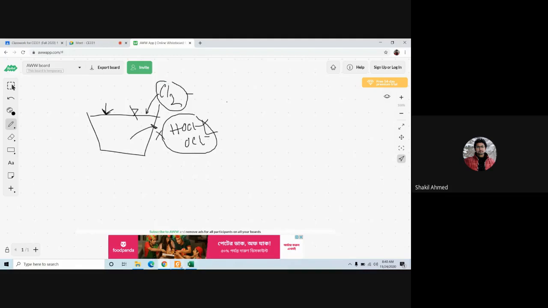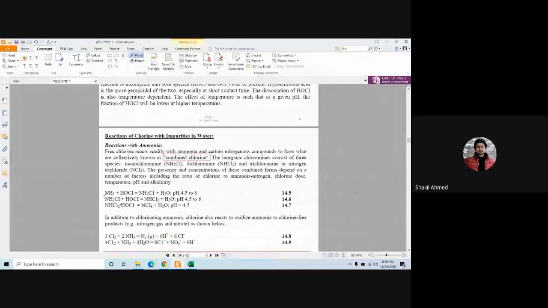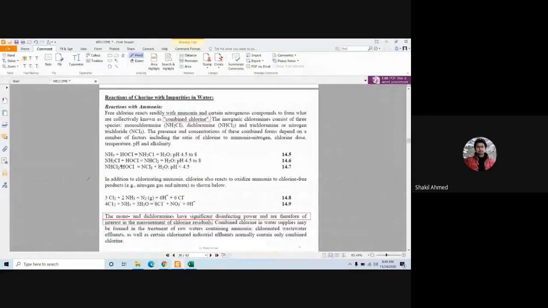For example, if you have ammonia in water, this pollutant, the hypochlorous acid reacts with them and replaces one hydrogen with chlorine. There are three hydrogens, right? One hydrogen is replaced with chlorine. Did you see here? Can you see this? Yes, sir. So this is one chlorine, so monochloramine.